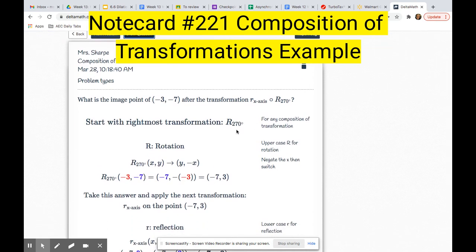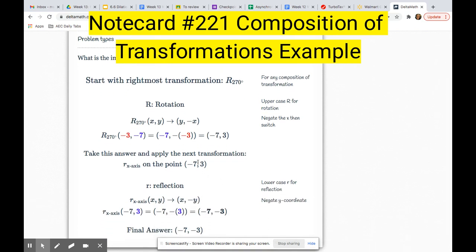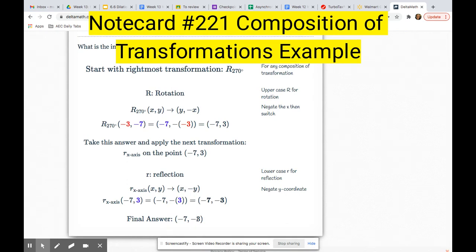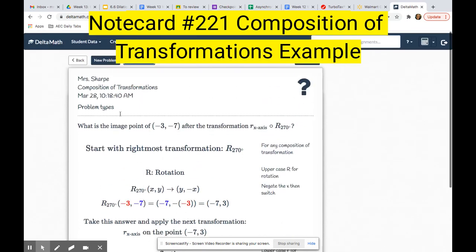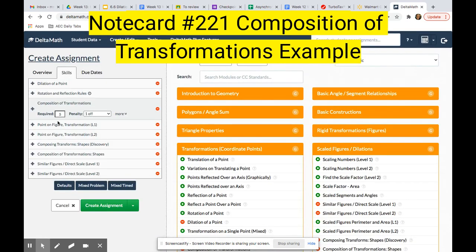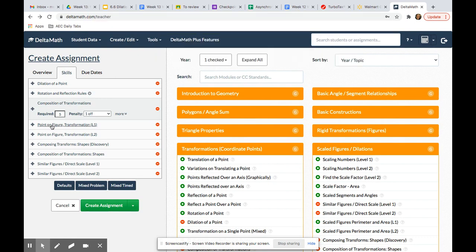So rotation of 270, here's the rule. We're going to put the y over here, and then put the x here and change its sign. So it'd be negative 7, 3. And then we're going to do reflection over the x-axis. Here's the rule. We keep the x the same, but we change the sign of the y value. So your final answer is negative 7, negative 3. Those are going to be a little funky because of the notation, and I wanted to show you that.